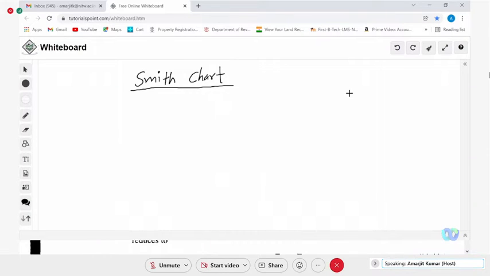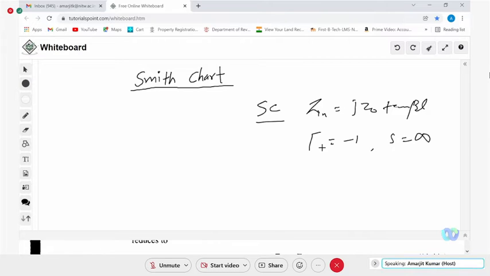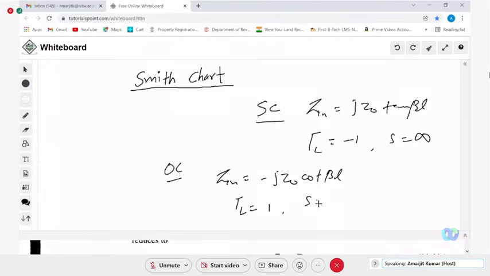So that means for the short circuited lossless transmission line, what was the input impedance? j Z naught tan beta L. And what was the reflection coefficient? Minus 1, and the standing wave ratio infinity. And for the open circuited transmission line, the input impedance is minus j Z naught cot beta L, the reflection coefficient is 1, and the standing wave ratio is infinity.